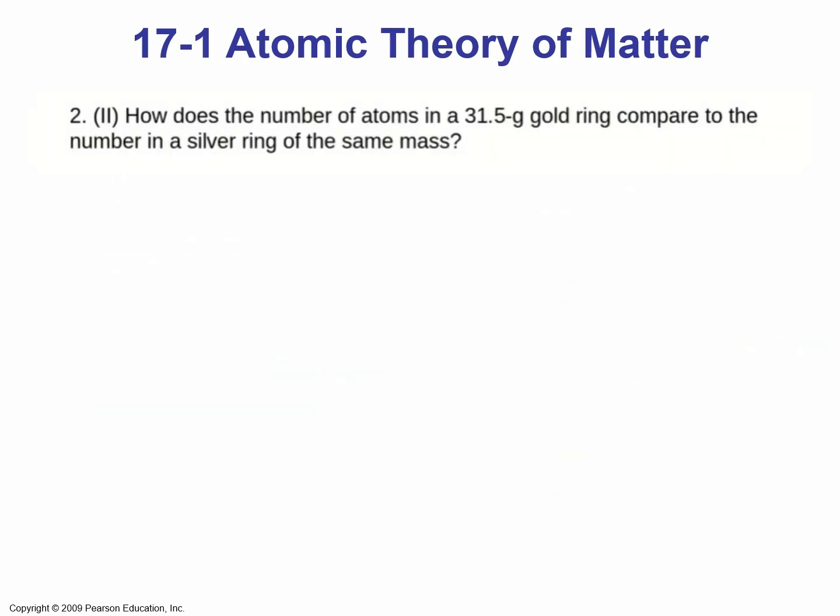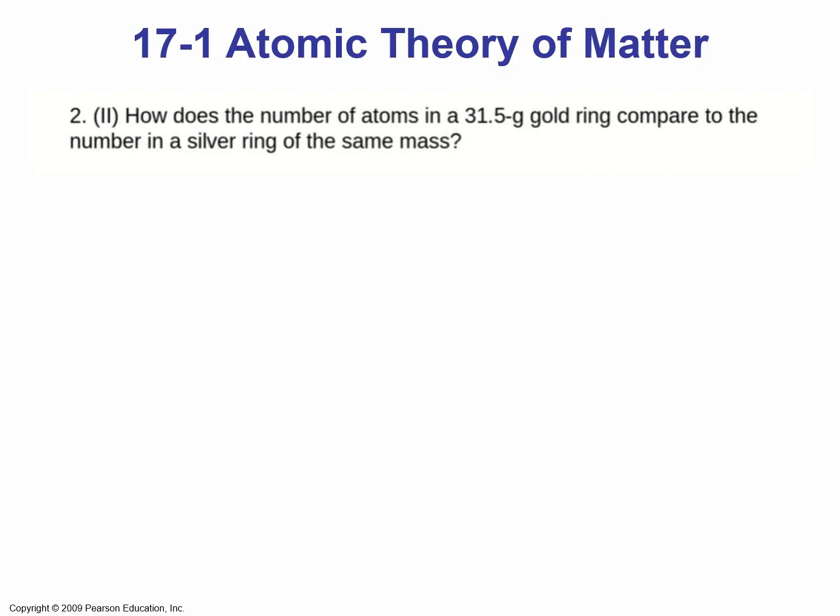All right, as an example, let's take a look at problem number 2 from the book. It asks, how does the number of atoms in a 31.5 gram gold ring compare to the number in a silver ring of the same mass? So basically, it is asking about the ratio between the number of atoms in 2 different objects of 2 different materials, but the same mass, 31.5 grams. And we know that the number of atoms in a pure substance can be found by dividing the mass of the substance by the mass of a single atom.